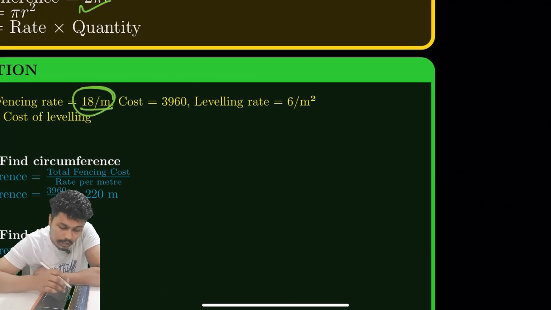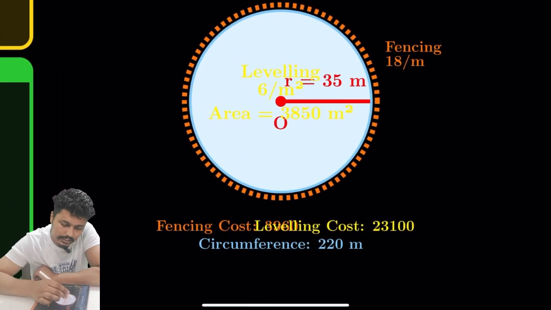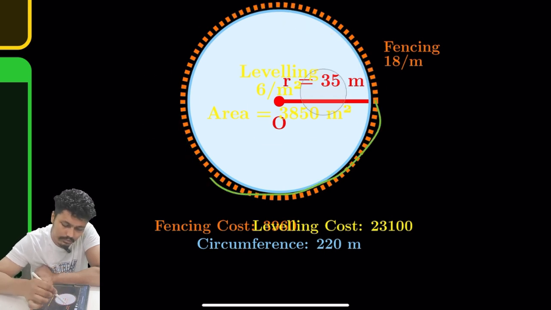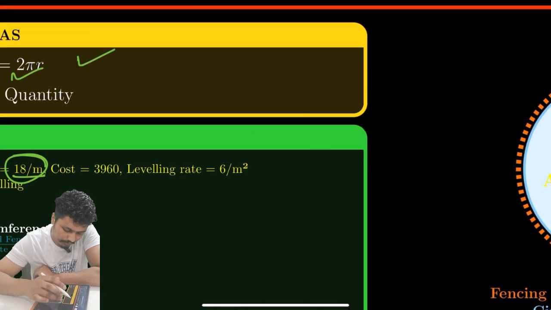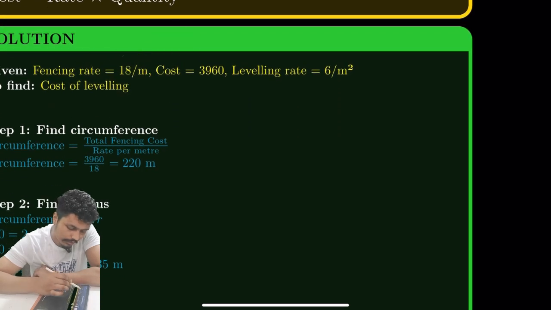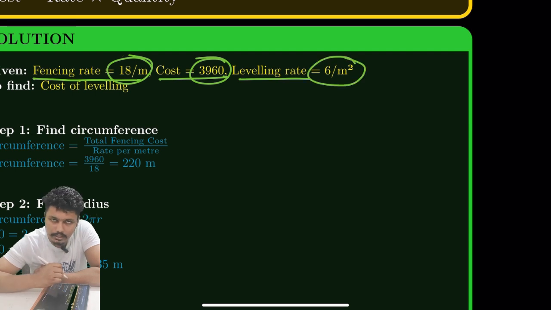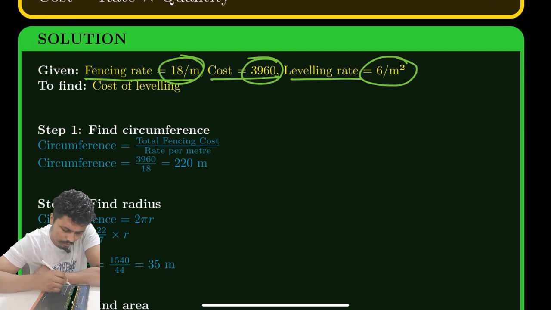18 per meter. Fencing means there is this circular path and I'm fencing outside. This is the fencing one. So fencing rate is 18 per meter, cost is 3960, leveling rate is 6 per meter square. This is given in the question, and I need to find out the cost of leveling.